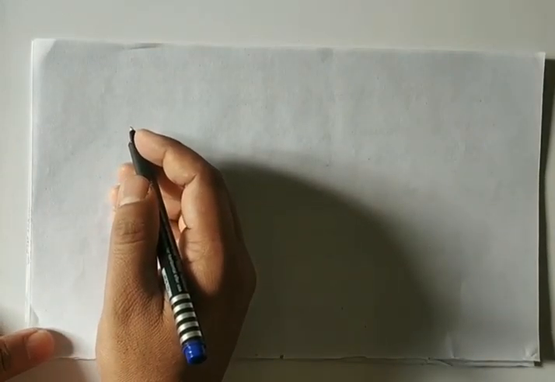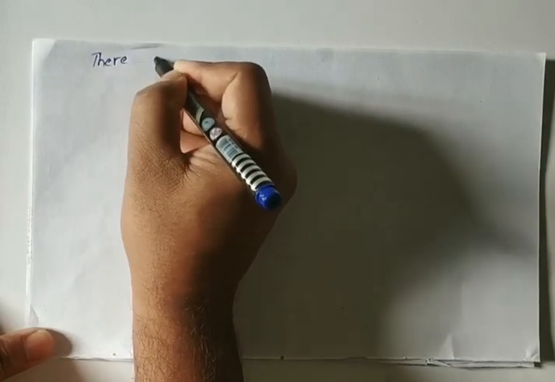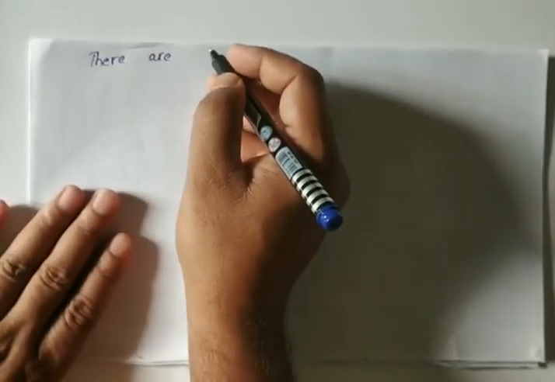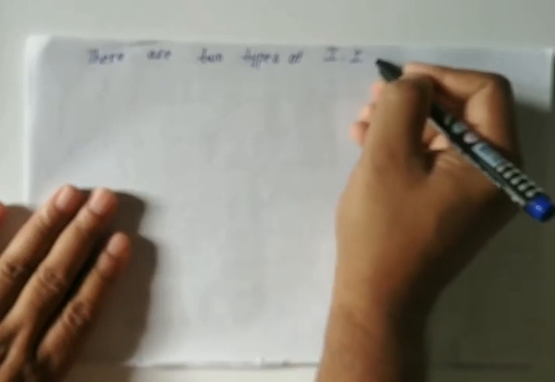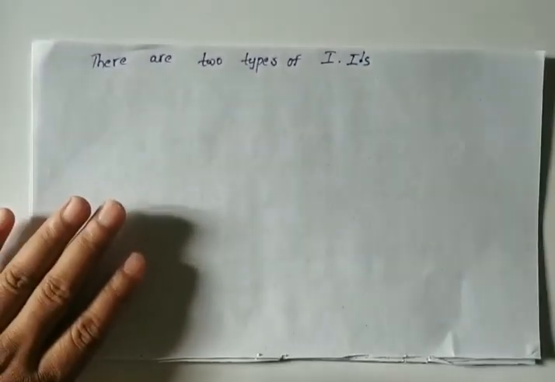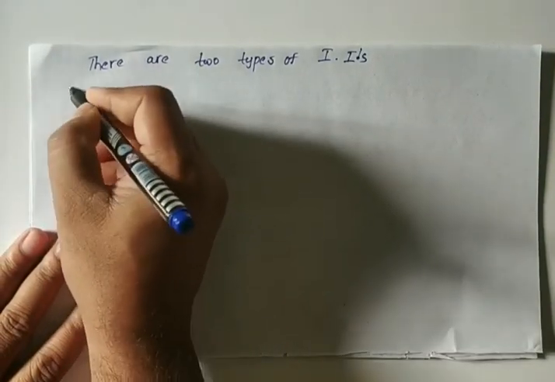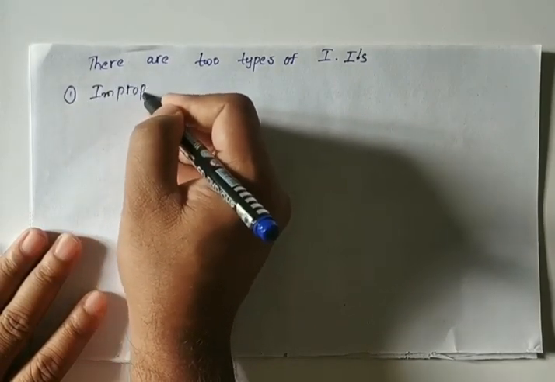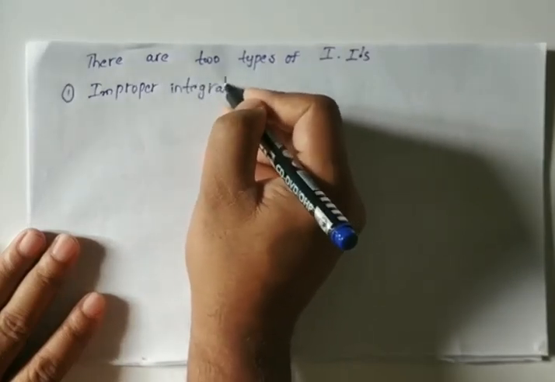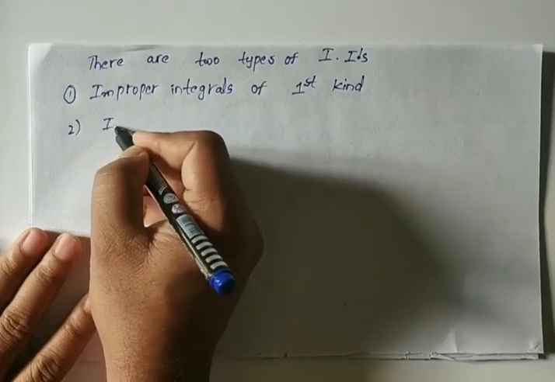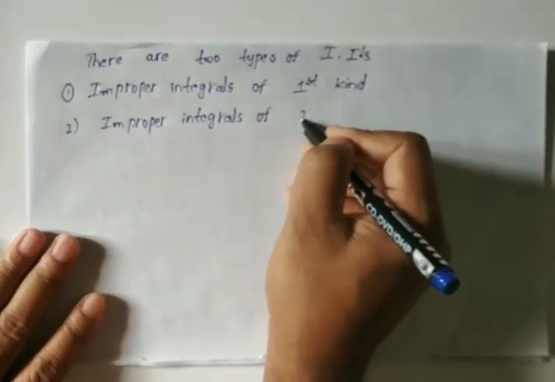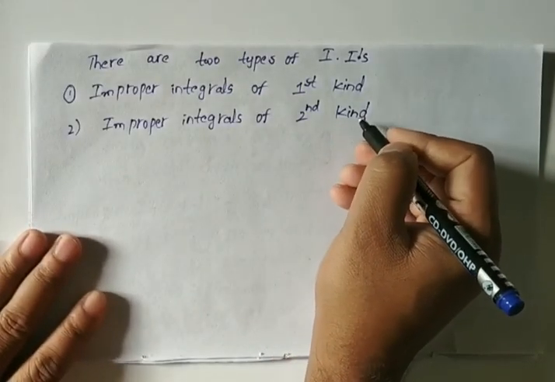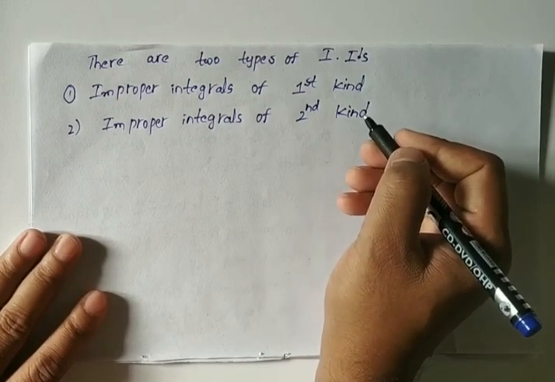Okay, write down, student, there are two types of improper integrals. First one, improper integrals of first kind. Second one, improper integrals of second kind. Okay, now let us discuss improper integrals of first kind.